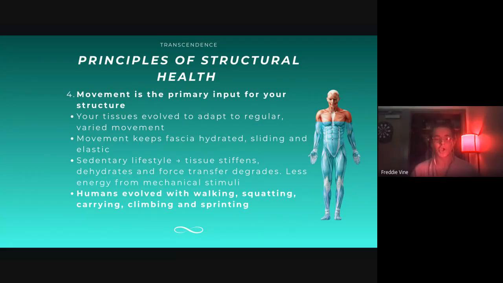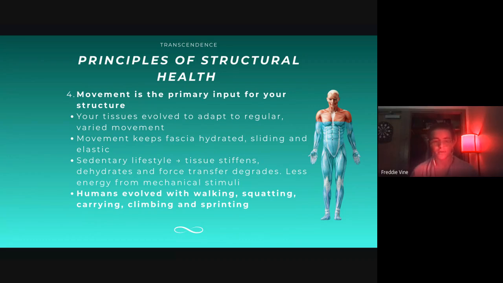But this raises a huge issue that we've encountered in the modern day. And a lot of you, including myself, have definitely experienced this, which is that sedentary lifestyle. The tissues, not just the muscles, but the fascia, as we now know, are going to stiffen and dehydrate, which means force transfer is going to be worse. And that's going to mean less energy when you move. You're literally going to feel this tension and heaviness in your body, at least is what I feel when I haven't moved as much. So movement is how we're going to improve the structure of your body in the most fundamental way. If you move more and in the right manners, you're going to improve your structural health.